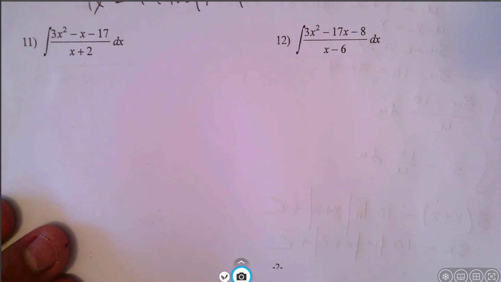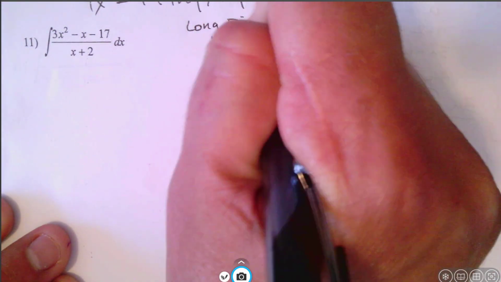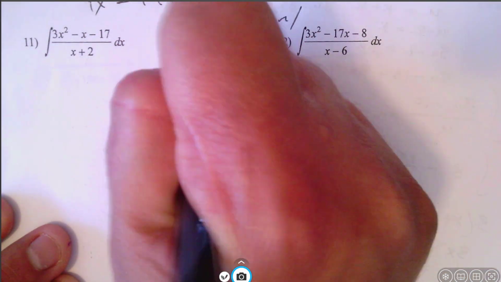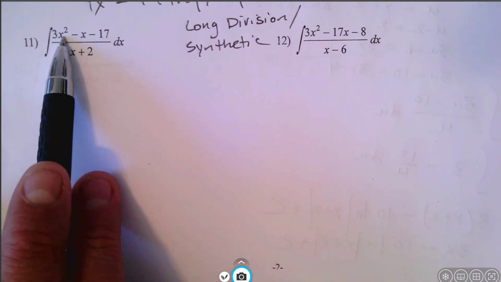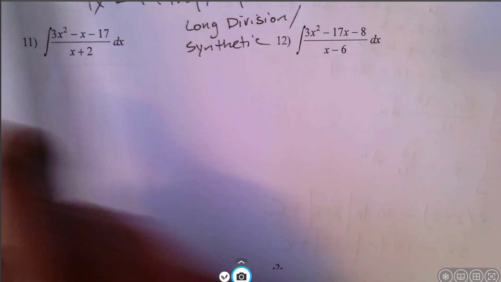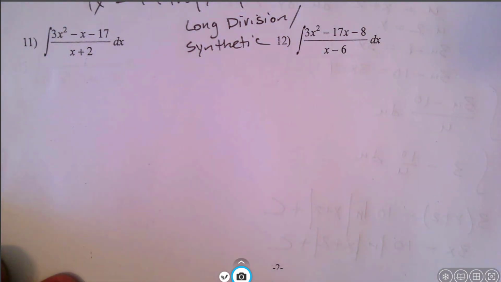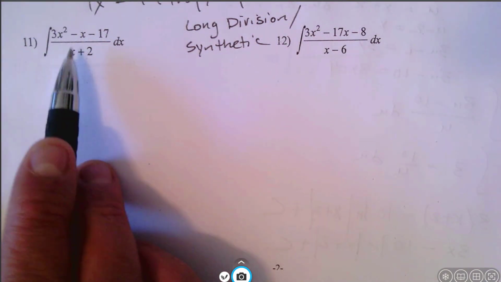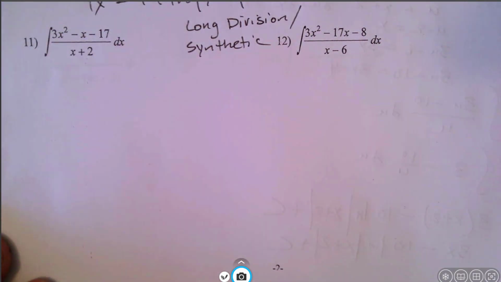So starting with 11 here, we have to do some long division or synthetic division. And the reason why is because now the numerator is a higher degree than the denominator. So we're not going to be able to use the same trick. If you look at the ones above, they always had the same degree, they were both linear, and we could do that kind of u-substitution. Here we cannot. So we want to take the top polynomial and divide it by the bottom polynomial.